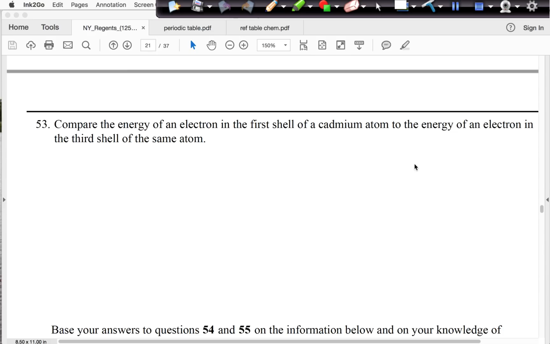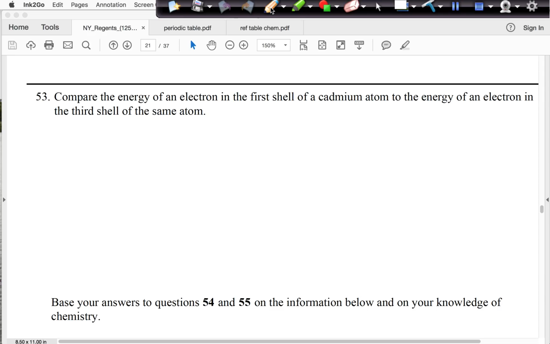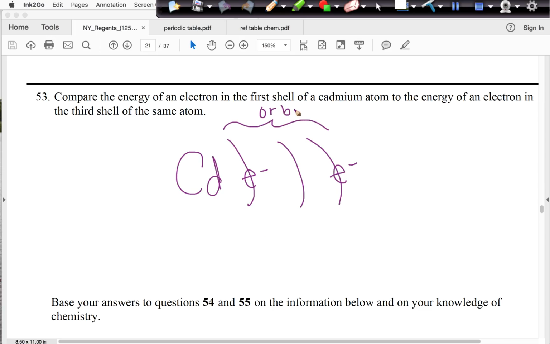For number 53, it says compare the energy of an electron in the first shell of a cadmium atom to the energy of an electron in the third shell of a cadmium atom. Now remember, these electrons are not in fixed paths. They're in orbitals, which are areas of high probability, even though we draw them like a Bohr model.